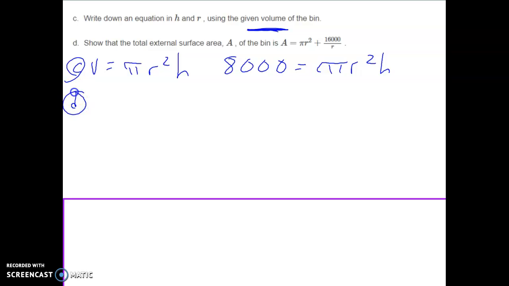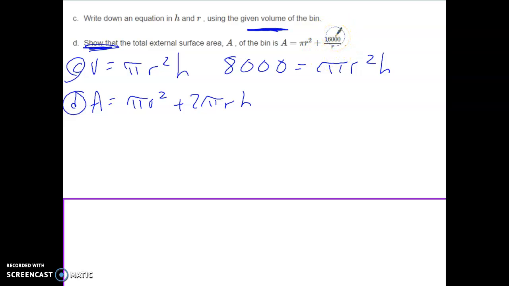Okay, so let's look at D. Show that the total external surface area of the bin is that. Okay, so external surface area, we already looked at this. And we know that that's going to be pi r squared plus 2 pi r h. Okay, so look at what they want us to show right here and look at what we know to be true from the formula. What I noticed to be different is that this second part, the curved surface area, has an h and this one doesn't.